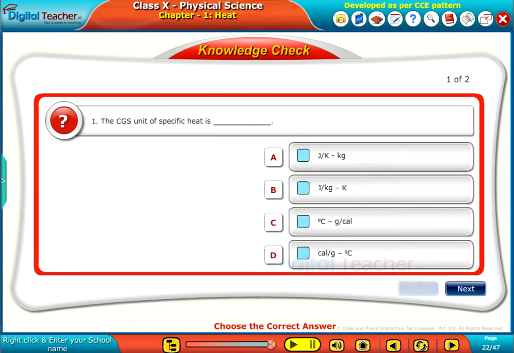Knowledge check. Attempt the following question to check your understanding.